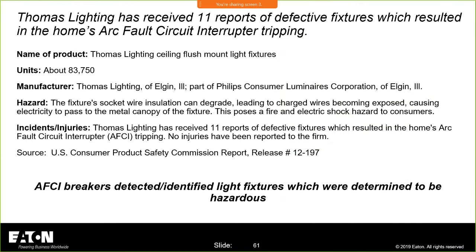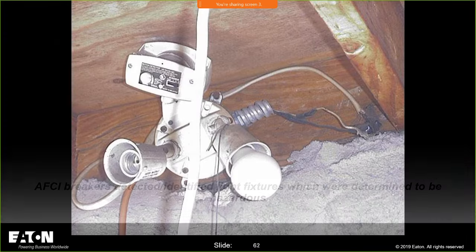The AFCIs have been known to find problems. So here is a recall where about 83,750 lights are recalled, and look at the report that came out from the Consumer Product Safety Commission. Thomas Lighting has received 11 reports of defective fixtures resulting in homes' arc fault circuit interrupters tripping. No injuries have been reported. So the AFCIs are going to find those products that are out there that aren't performing correctly.